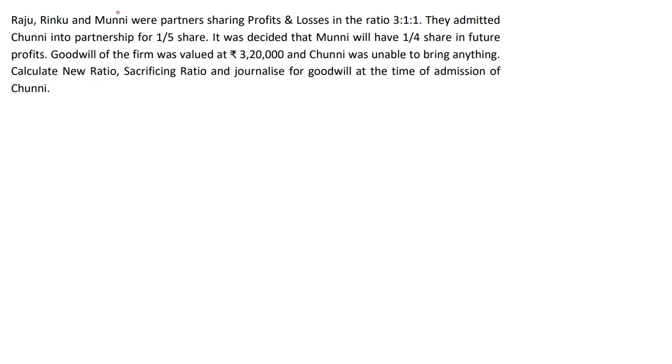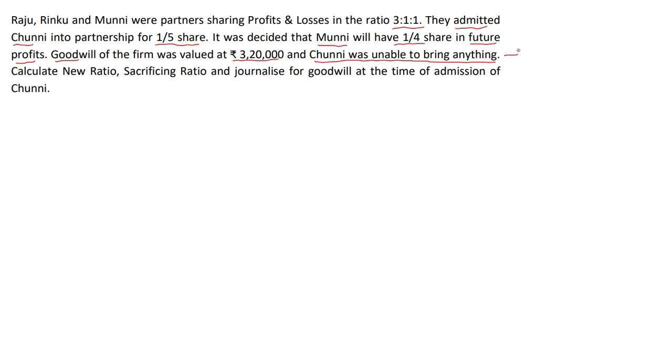Raju, Rinku, and Munni were partners sharing profits and losses in the ratio 3 is to 1 is to 1. They admitted Chunni into partnership for 1/5 share. It was decided that Munni will have 1/4 share in future profits. Goodwill of the firm is valued at 3,20,000. Chunni was not able to bring anything.